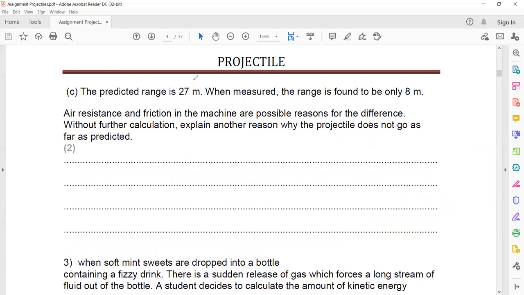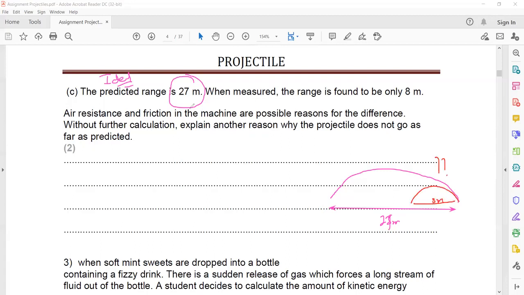The predicted range here means the ideal case. This is ideally that this projectile, when it is launched, it should travel 27 meters. That is ideal scenario when there is no air resistance or the launching angle, because when we have the maximum range when the angle is 45. If angle vary, the range will also vary with the angle. And in practical, what happened if we launch, it's only traveling 8 meters.